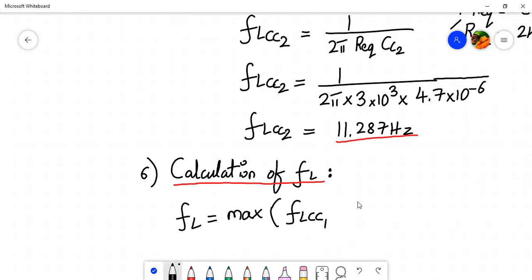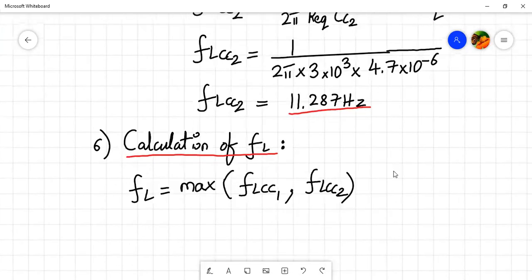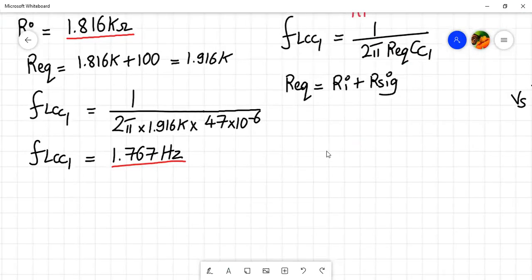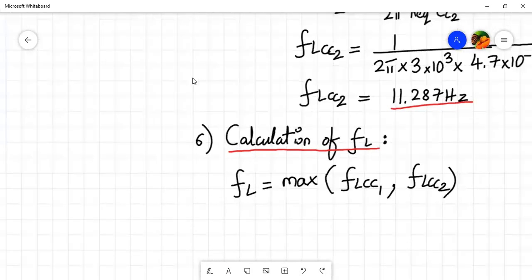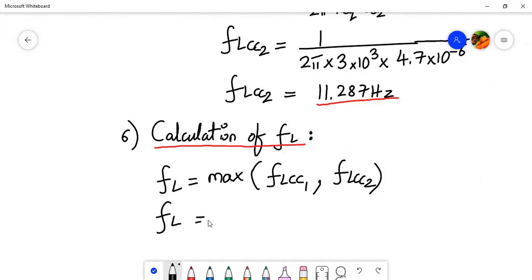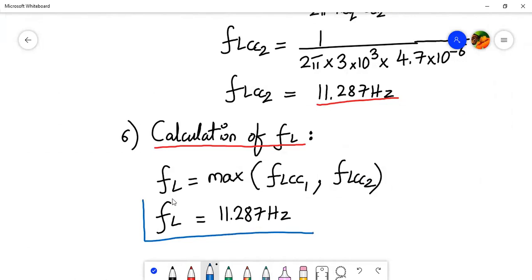FL of CC1, comma FL of CC2. And we can definitely make out that FL of CC2 is 11.287 hertz and FL of CC1 is around 1.767. So we can easily determine that the lower cutoff frequency is equal to FL of CC2. So FL will be given by 11.287 hertz. Okay, so that's the value of FL which we are getting, the lower cutoff frequency.